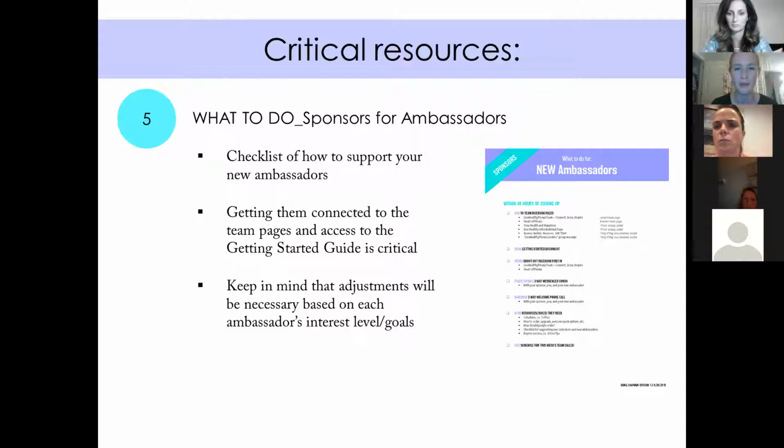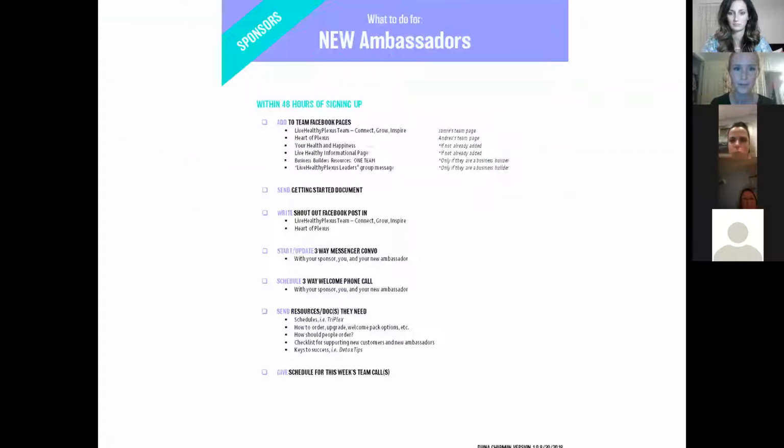So this gives a foolproof way to onboard consistently every time. Of course, keeping in mind that there are adjustments necessary. This is what that looks like. Team pages, the Getting Started document, Facebook post, three-way messenger, a welcome call, making sure they have all the resources that they need, which will be on the team page, and Andrea will talk about that, and getting them looped in.